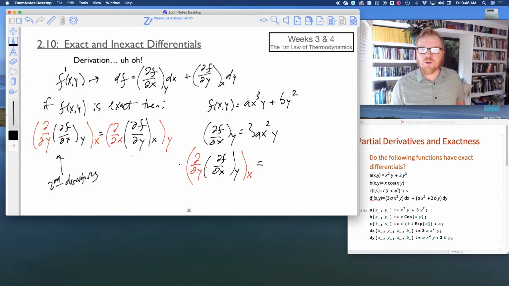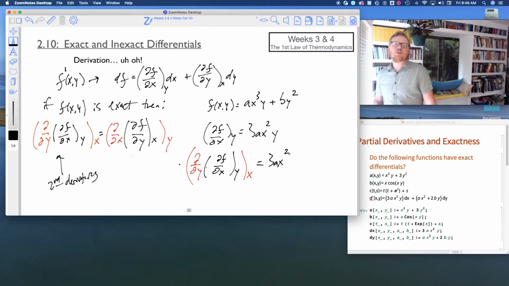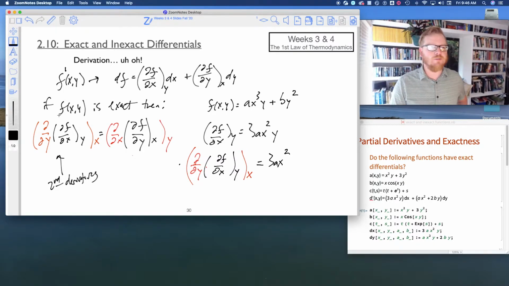So now what I'm going to do is take the second derivative of this, but now with respect to y at constant x. And so the y is going to drop out, and I just get 3ax squared. Okay. So now what about the other derivative? Hopefully I left myself enough room over here. So let's take the partial of f with respect to y at constant x. Okay. And so now if I do that over here, let's see.